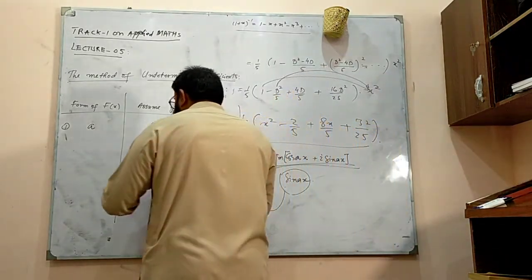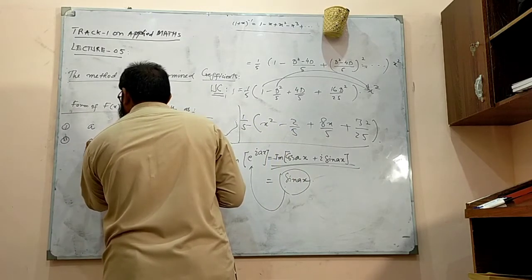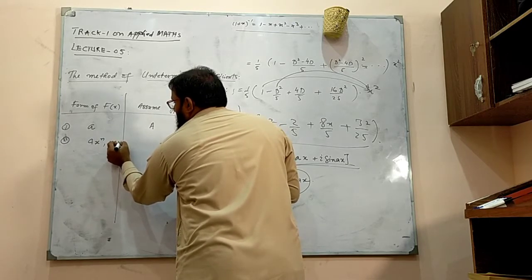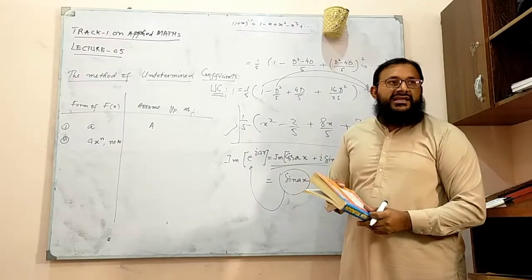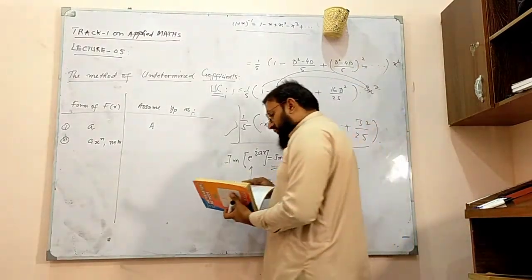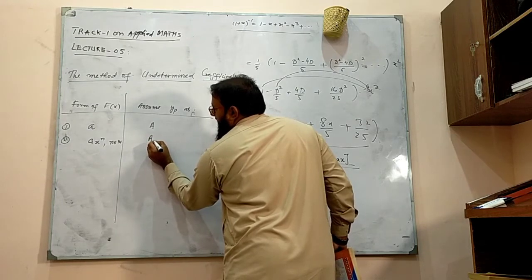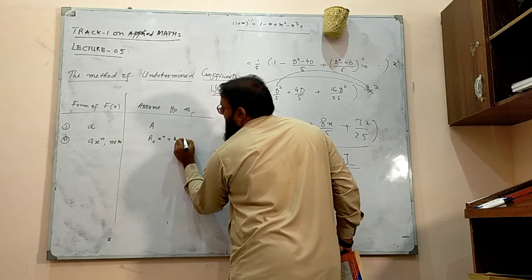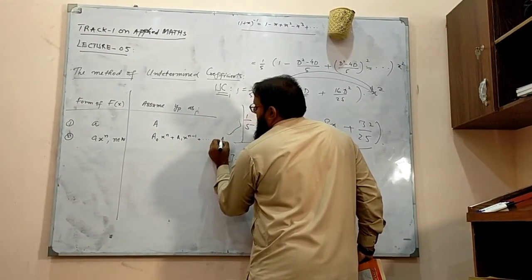There are some restrictions in this method which I am going to tell later on. Okay, what if you have some a x raised to n where n is a natural number? It means any polynomial of nth order. So what should be the form? It should be a naught x power n, a1 x power n minus 1 up to a n.